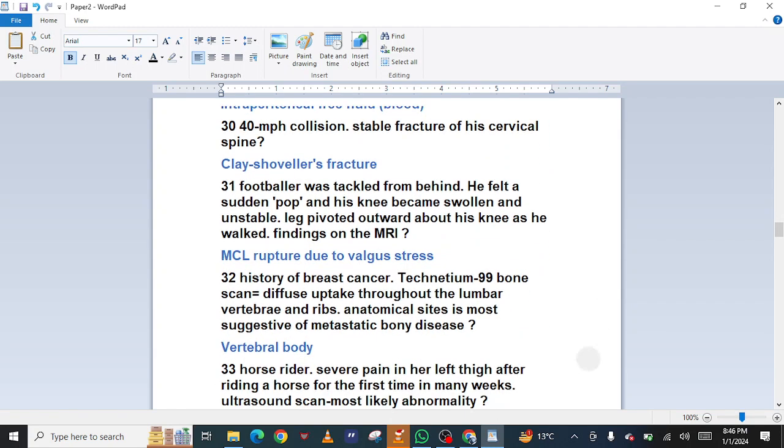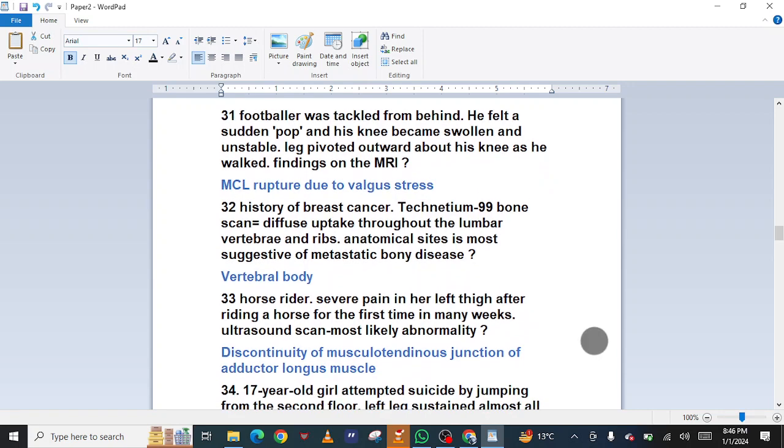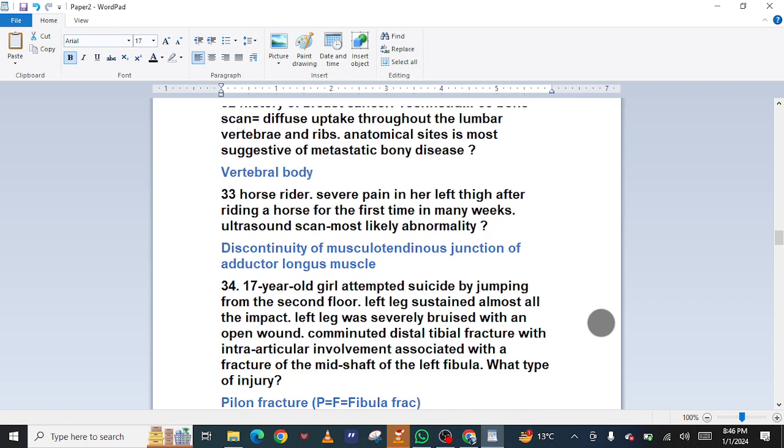32: History of breast cancer. Technetium 99 bone scan: diffuse uptake throughout the lumbar vertebrae and ribs. The anatomical sites are most suggestive of metastatic bony disease. Vertebral body.